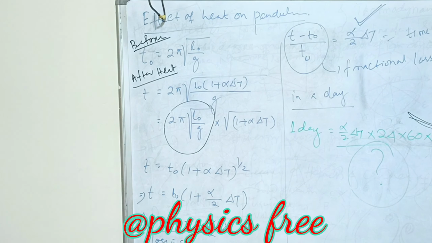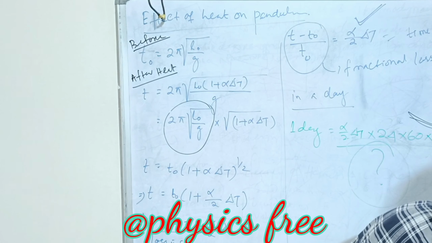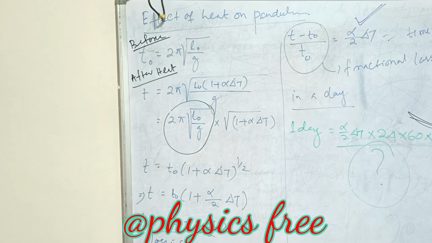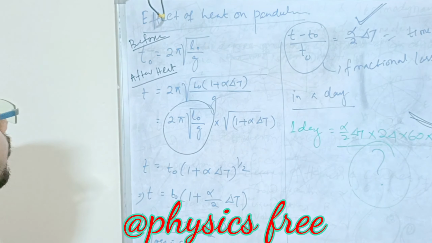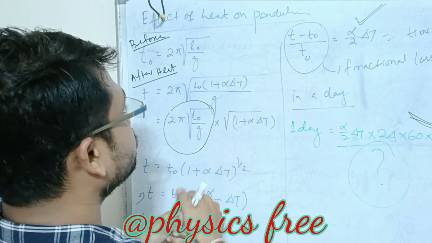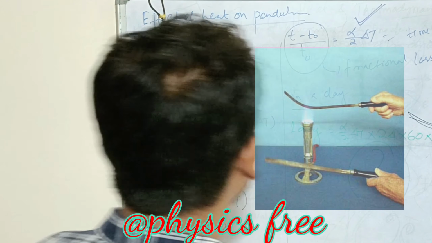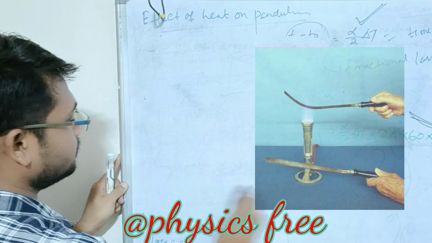Now we will see the bimetallic strip. Okay. So what is a bimetallic strip? Bi means two, metal means metal. So they are two different kinds of metal. Bimetallic strip.